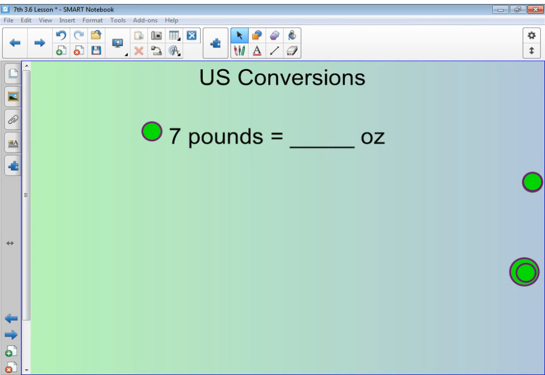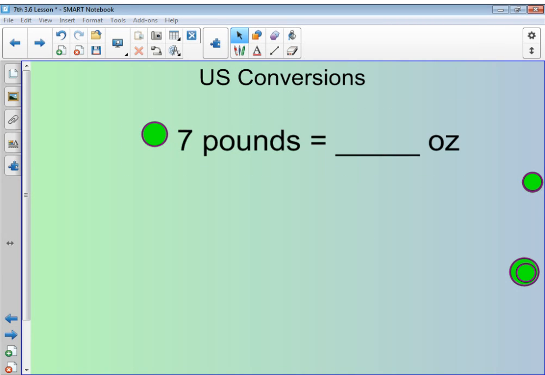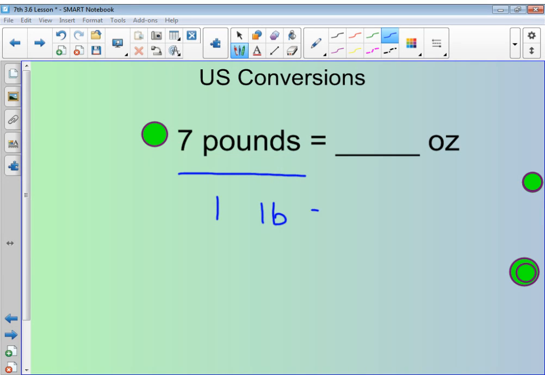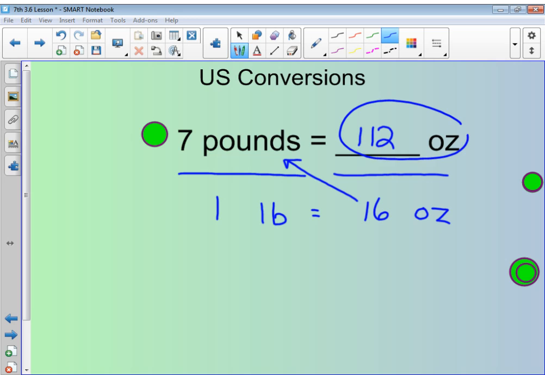Okay, 7 pounds to ounces. So we get to use the same conversion, but here they've flipped things around. So the last one gave me ounces. This time it's pounds listed first. So 1 pound equals 16 ounces. Cross multiply. So here I'm finding out that I'm going to multiply 16 times 7 and then divide by 1, which is going to give me the same answer. So 16 times 7 tells me that it would be 112 ounces. 7 pounds would be 112 ounces.